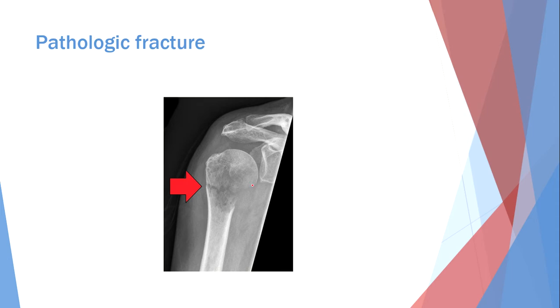Pathologic fracture. Here is the line of the fracture, and if you look at this part of the bone and this part of the bone, you can see that shadow of the bone is not so dense. So some pathologic process, maybe osteoporosis or bone metastasis, has weakened this part of the bone, so it can be fractured more easily.